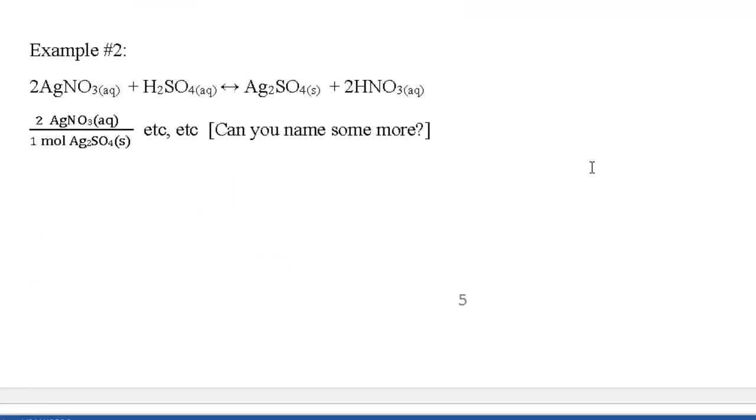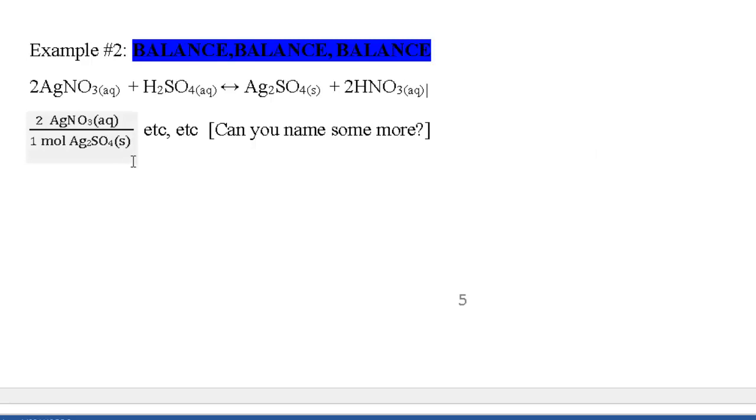So here's our second example. We want to make sure our equation is balanced. So balance, balance, balance. Let's go straight to the answer here before we discuss how we balance them. So silver nitrate plus sulfuric acid gives you silver sulfate and nitric acid. Okay, so let's look at this here. How many silver is there? We have 2 Ag. And for every 2 Ag in the reactant side, we have 2 Ag in the product side, okay, good, we're balanced there.